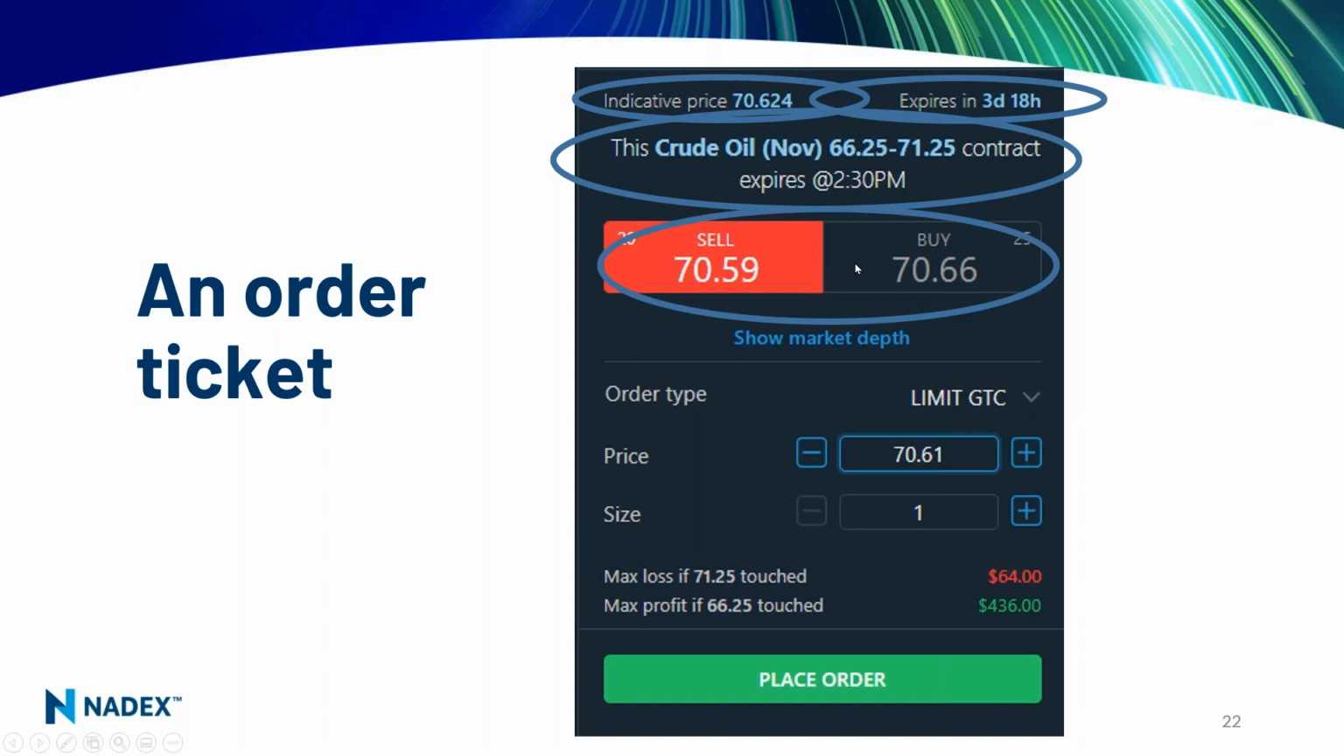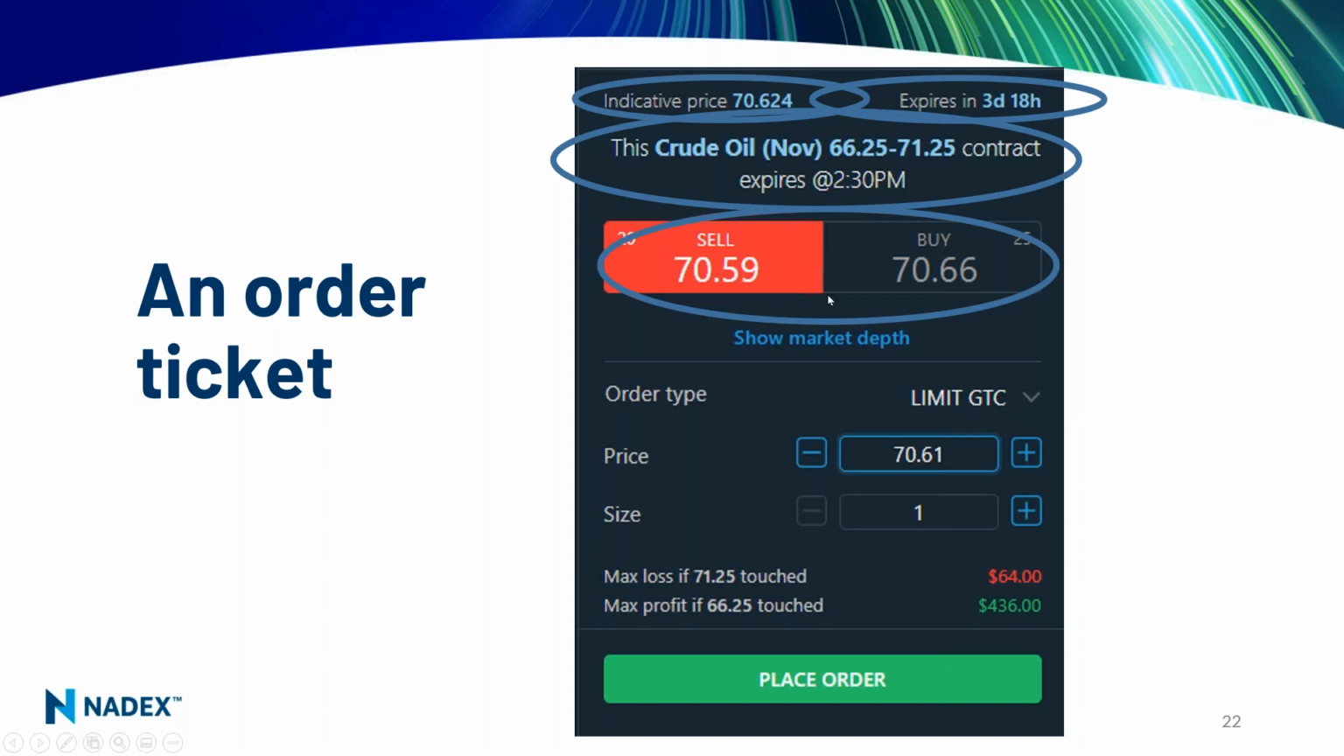Notice how that's right in the middle between the bid-ask spread. Now, if I wanted to buy, right now I could buy one at 70.66. If I wanted to sell, I could sell one at 70.59. Obviously, in this scenario, because the floor is so low, this is an example of where to sell. Now, do I have to trade on these prices? No.